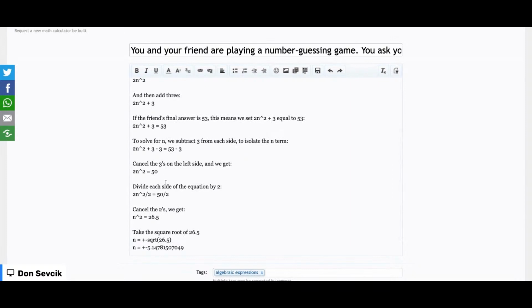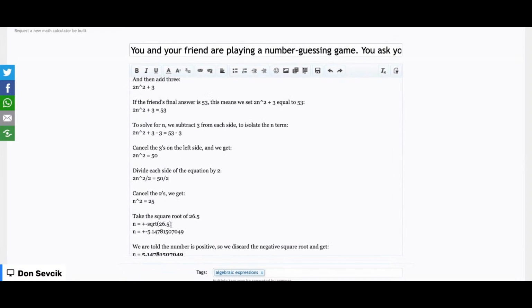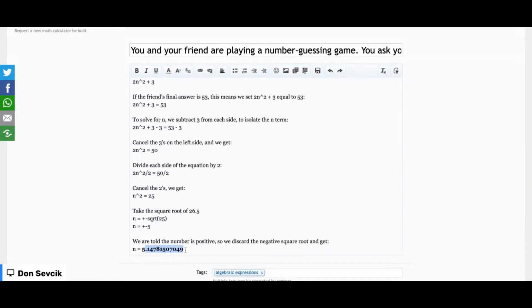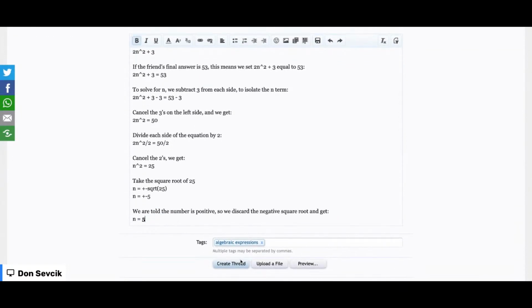It's not 53, it's 50. No wonder this wasn't rounded. Oh, negative 5. I'm sure you guys are pounding the screen like, what are you doing? Take the square root of 25. There we go. So we got 5. Nice and easy. Square root.